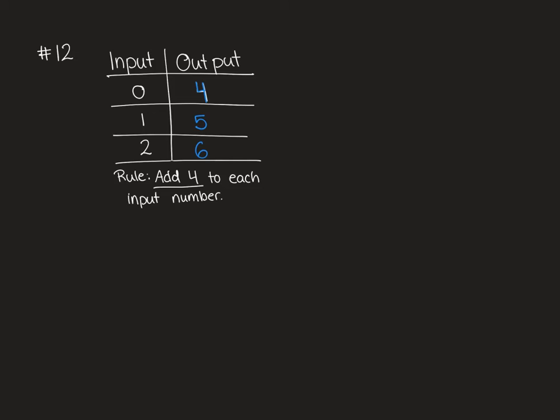A few things to watch out for are that the inputs can change. So in this one, your input numbers were 0, 1, and 2. For some of your examples, they will be 4, 5, 6, or 15, 19, and 23. So you'll have to make sure that you are adjusting for those differences in numbers.